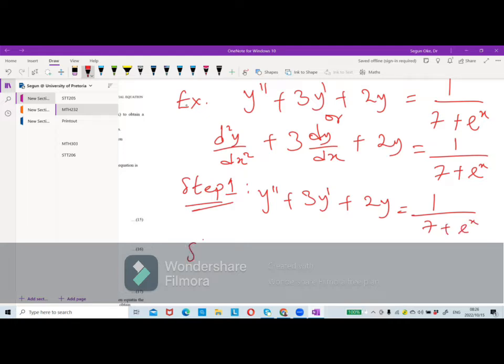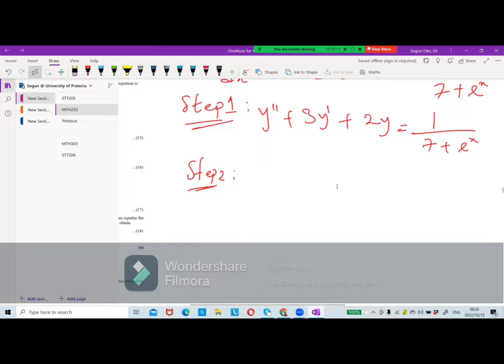Now, step two. What is step two? Solve the associated homogeneous equation. Now, how do we write homogeneous in this case? M squared plus 3m plus what? Plus 2 equals to 0. So can you get your m for me? Let me have your m.